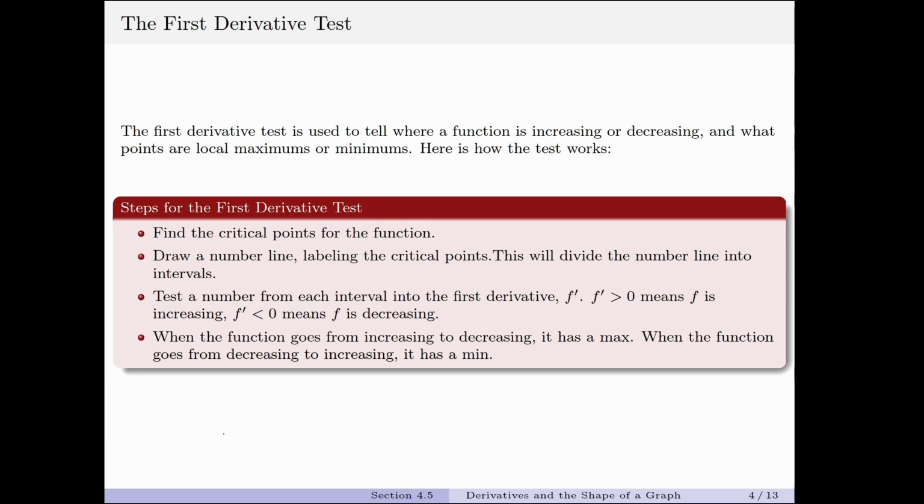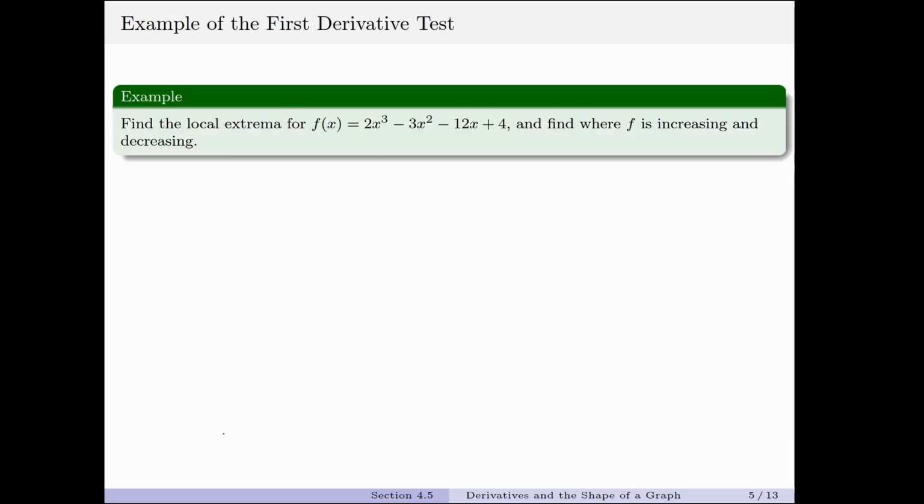Then, if we look at the critical points, if the function goes from increasing to decreasing, the critical point is a max. If the function goes from decreasing to increasing, it's a min. And if the function doesn't change, if it goes increasing, increasing, or decreasing, decreasing, then that critical point is neither a max nor a min.